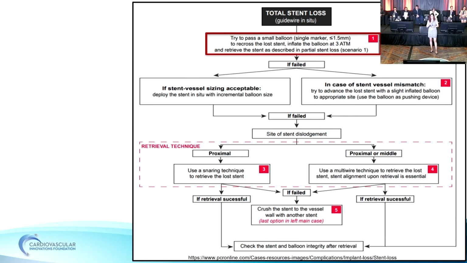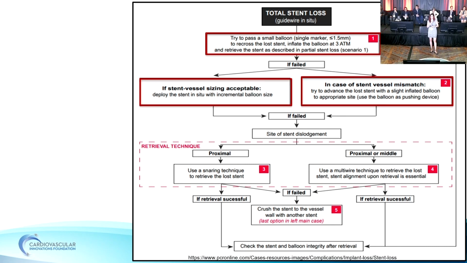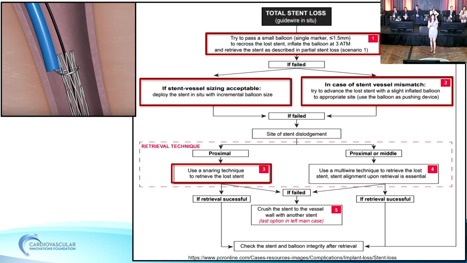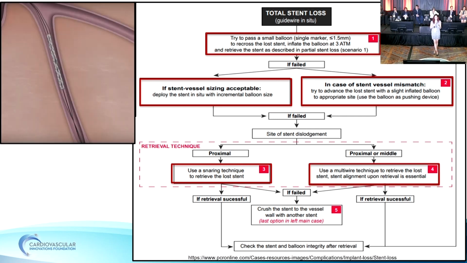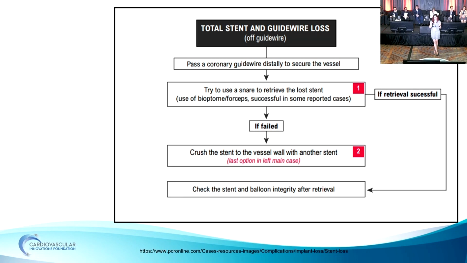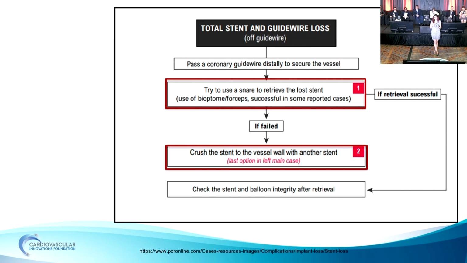Now, if there's a total stent loss, with the guide wire in situ, you do all of those, or you can actually just try and remove it with a snare, or again use that wire technique, or if you have to deploy it, then you just follow the other techniques. Now, what if you have the total stent and guide wire loss like we did? Then obviously you would want to get it with the help of some sort of a snare, or crush it into the vessel like we just did.